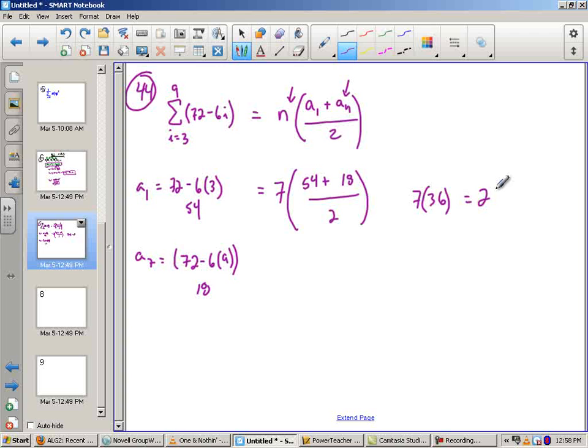is 252. What this means is that if I added up 54 plus the next term, plus the next term, plus the next term, all the way up till I get done with my last term, all 7 terms, I would have gotten 252. This is much quicker than having to write all 7 of those numbers out and add them together.